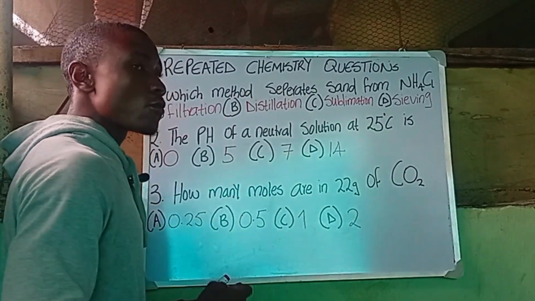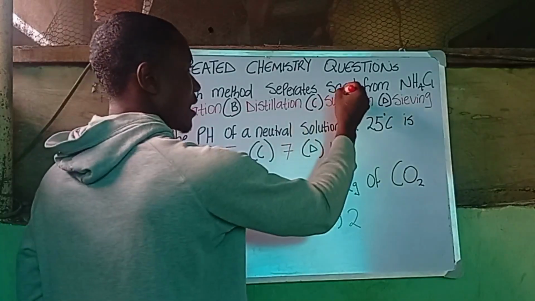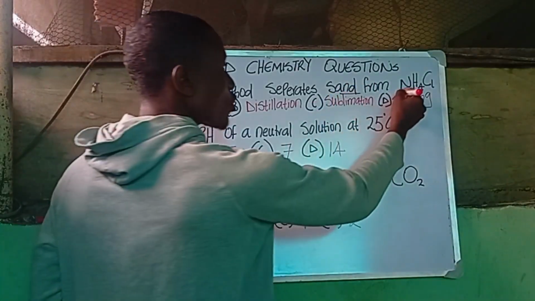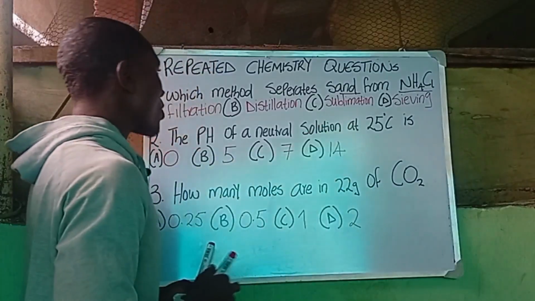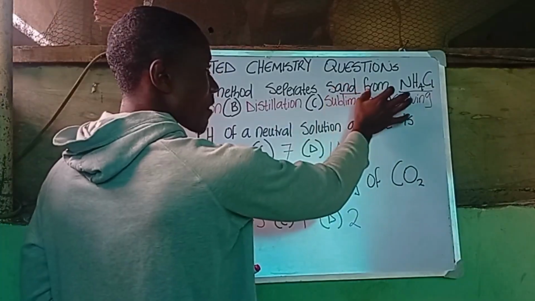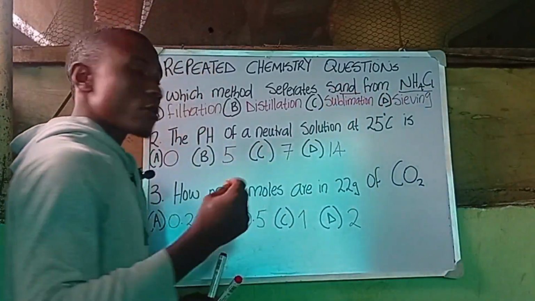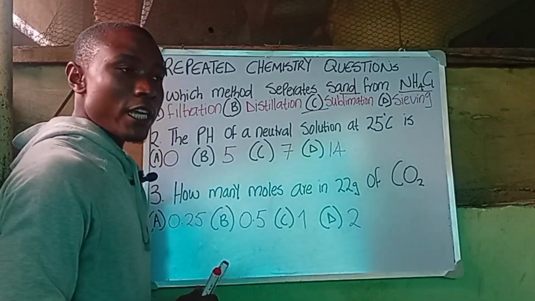First of all, you have to know that sand here is a solid. Sand is a solid, and ammonium chloride is also a solid. So which method separates solid from solid, sand from ammonium chloride? The correct option there is option C, which is sublimation.